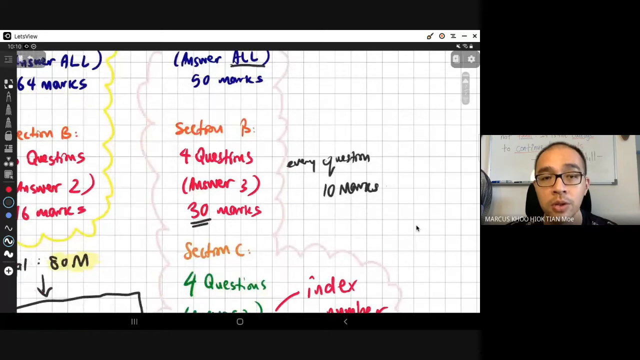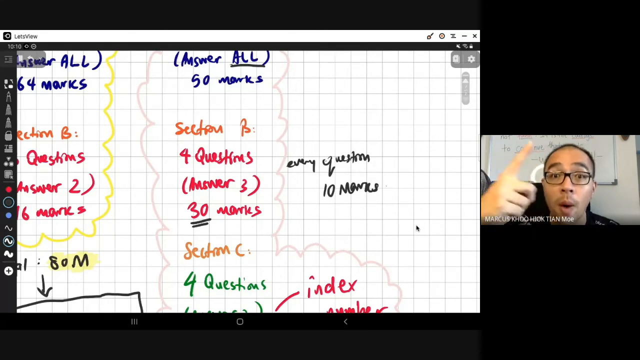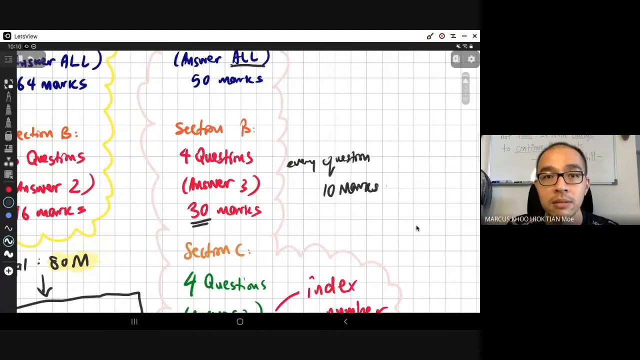Section B, we all know, every question is 10 marks. 10 marks means you have A, B, and C. Definitely. So A, B, and C are considered one question. Don't think that A is one question and B is another.